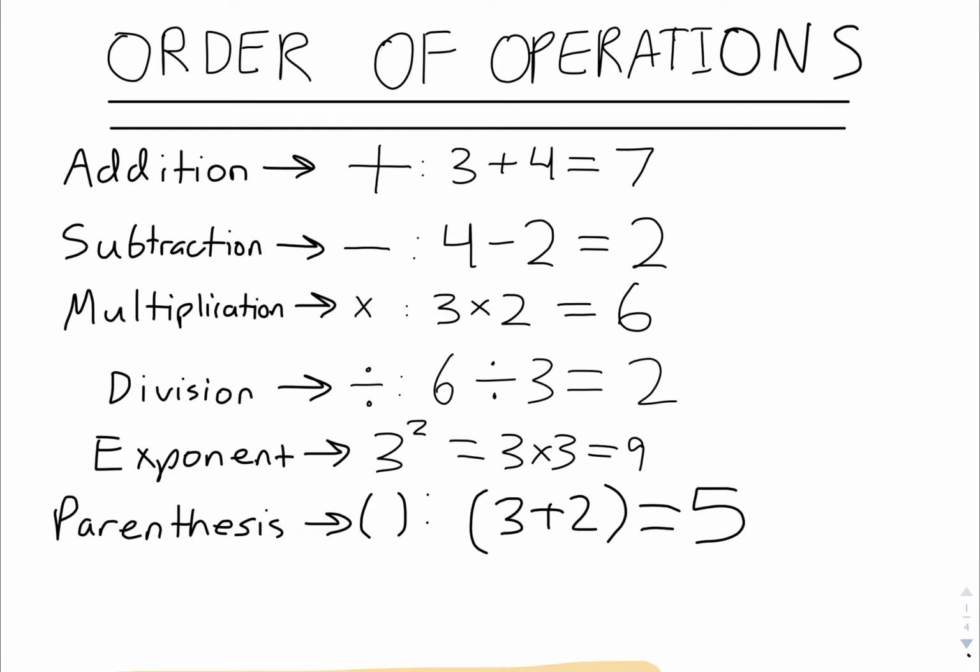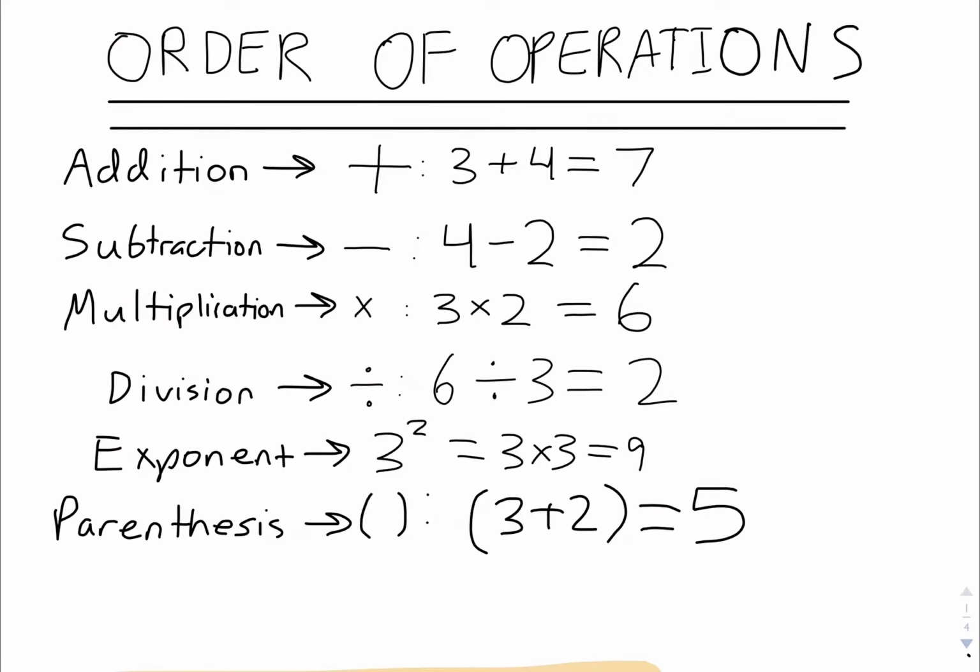For example, 6 of the operations you use the most are addition, represented by the plus sign, subtraction with the minus sign, multiplication with the cross, division with the division sign, exponent with the small number to the top right of a regular number, and then parentheses with 2 curls with an expression inside usually. So these 6 are what we use the most.